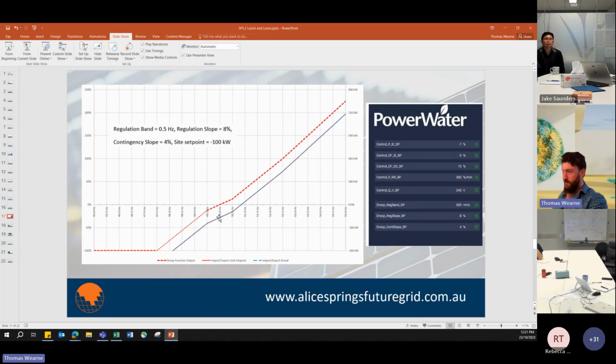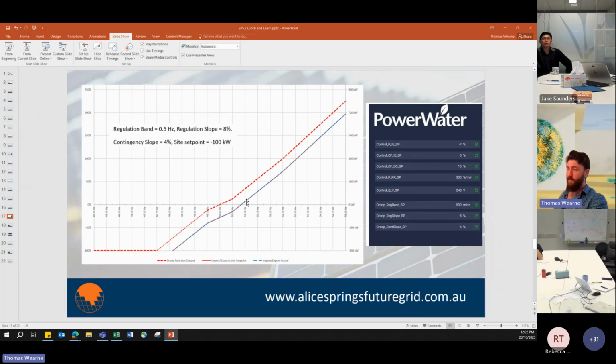So in this case, the site's sitting at 50 hertz, exporting 100 kilowatts. If the frequency were to fall to 49 hertz, the site would suddenly be exporting 250 kilowatts or thereabouts. So it's going to increase its output to try to help the system recover the frequency. And of course, the opposite is true. If the frequency were to rise to 51 hertz, the site has stopped exporting at all, and it's actually started forcing the site into a position of load.